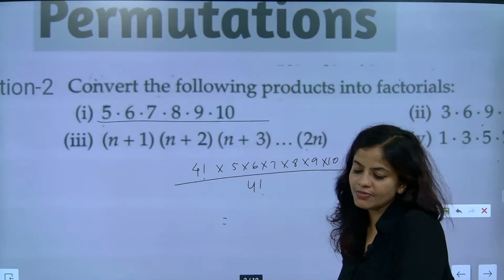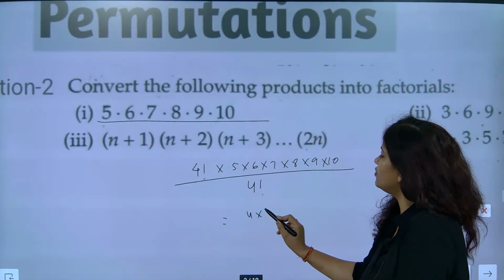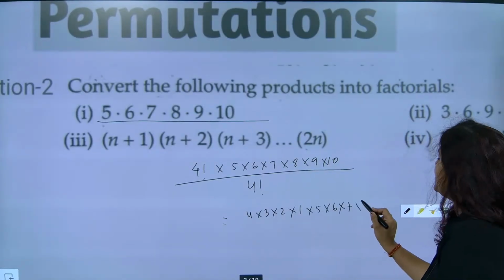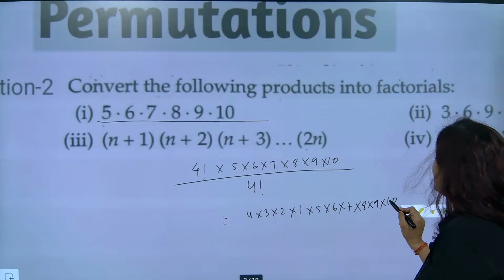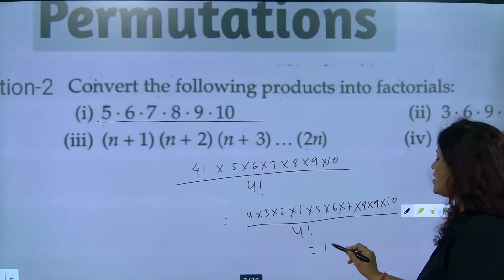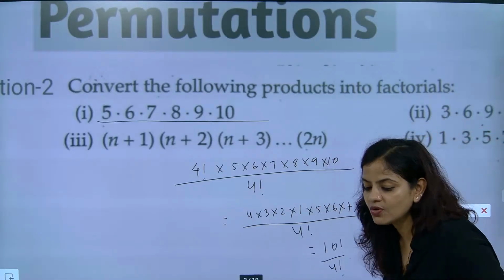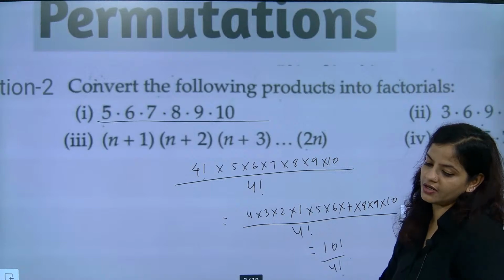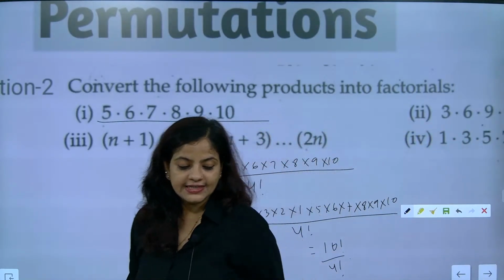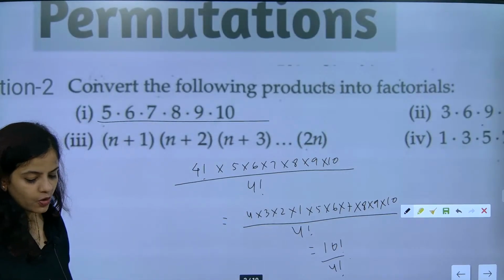Now beta, 4 factorial, if you open it, will be written as 4 into 3 into 2 into 1 into 5 into 6 into 7 into 8 into 9 into 10. Down, beta, what factorial is there? 4 factorial. So 1, 2, 3, 4, 5, 6 till 10 factorial. So the answer will come 10 factorial by 4 factorial. I hope you might have understood this one. I hope till here you have understood.